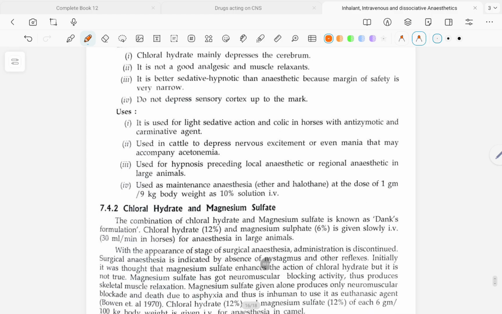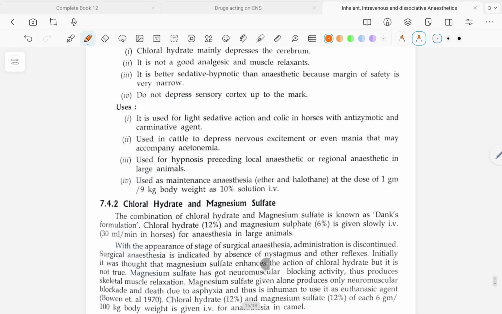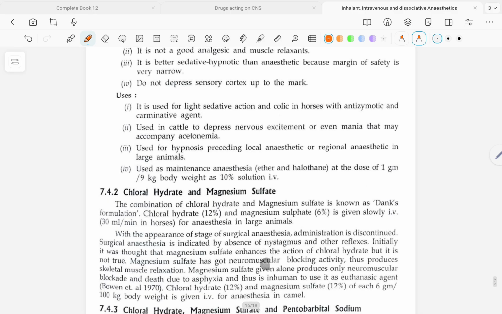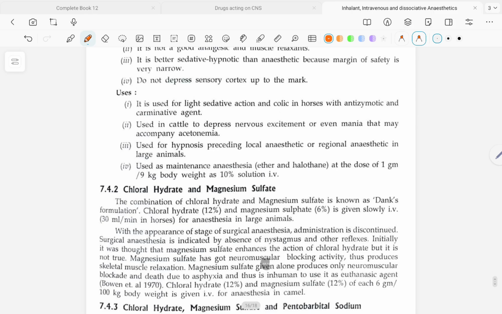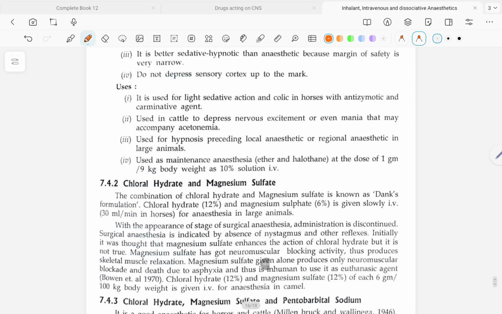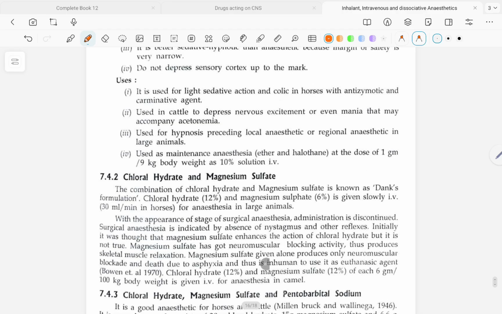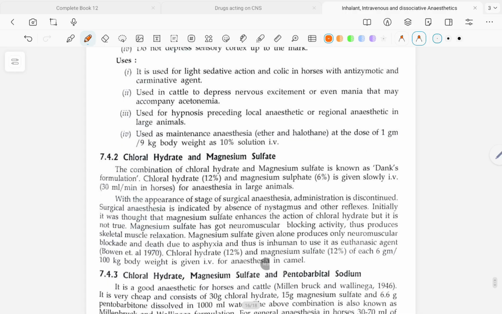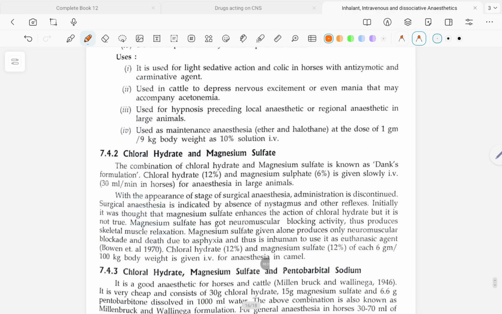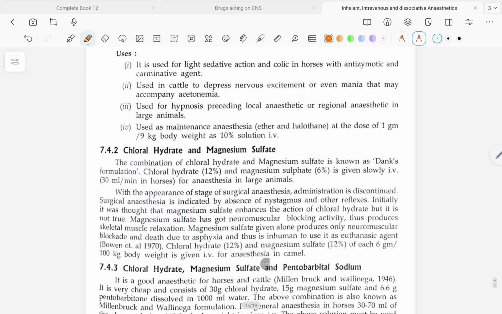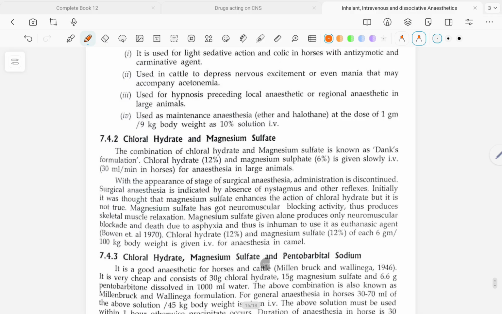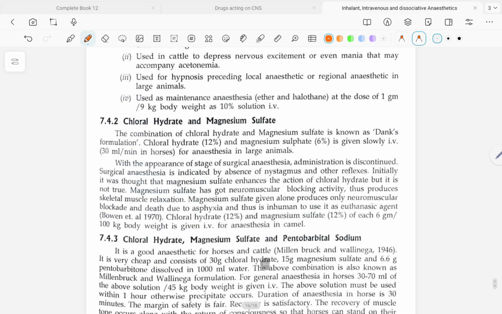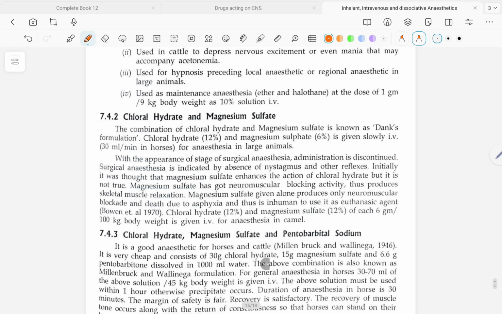It is used for light sedative action, and for colic in horses with antizymotic and carminative agents. It is used in cattle to depress nervous excitement or even mania that may accompany acetonemia. It is used for hypnosis preceding local or regional anesthesia in large animals, and as maintenance anesthesia after ether and halothane, at the dose of 1 gram per 9 kg body weight as a 10% solution IV.